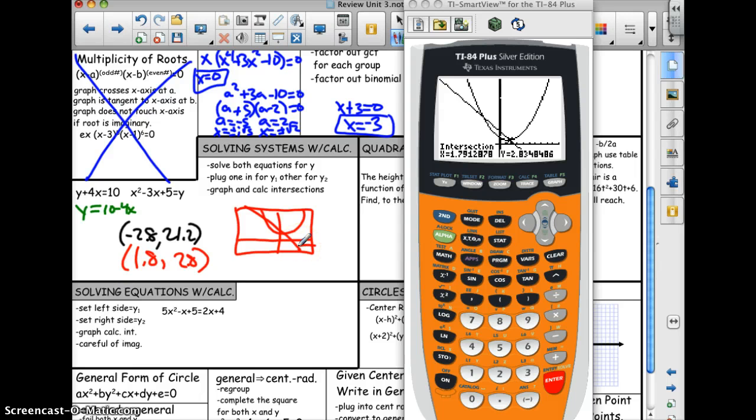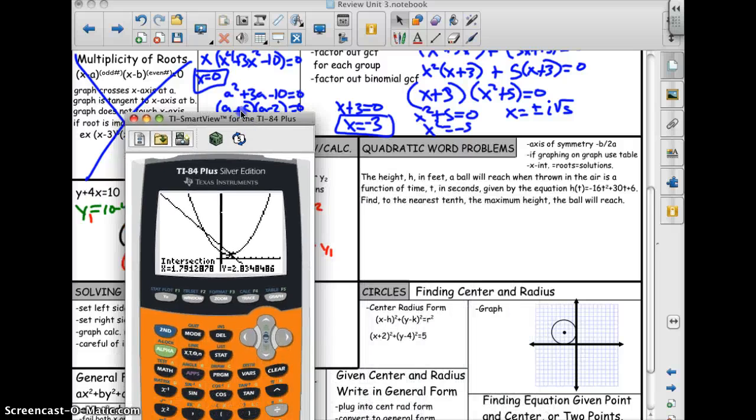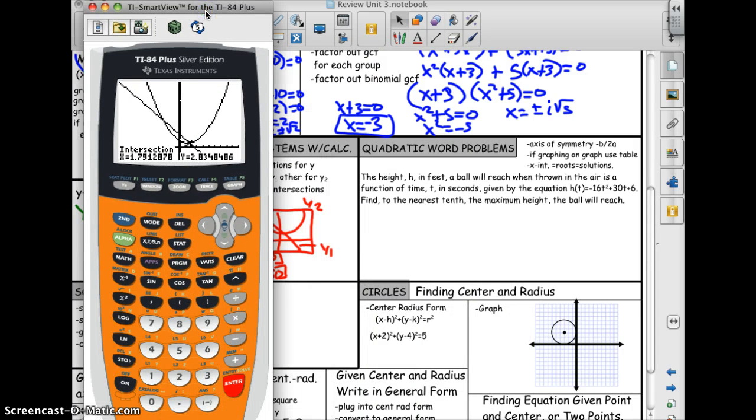And this one was y1, this one was y2. So I'll label that one y1 and that one y2. And the last thing I need is my window settings. It was negative 10 to 10. And the y was negative 10 to 50, I believe, is what I set that window at. And there you go. Okay? There is full credit.